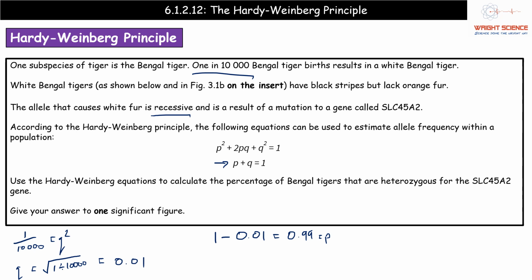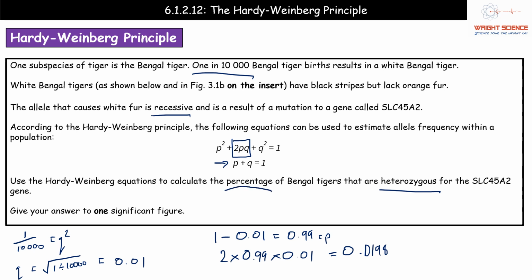That's not the end of this one though, because what we're looking for is the heterozygous. So heterozygous, remember, is this bit here, so we're using the other equation at that point. So in order to work this out, we've got to do 2 times P times Q. So 2 times our P value, which is 0.99, times the Q value, 0.01. Again, plug it into your calculator and you're going to get 0.0198.